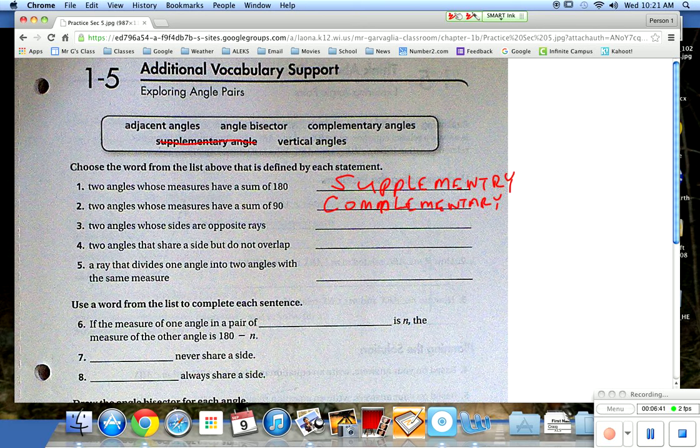Supplementary, complementary. Supplementary, 180. Complementary, 90. Okay, two angles whose sides are opposite rays.